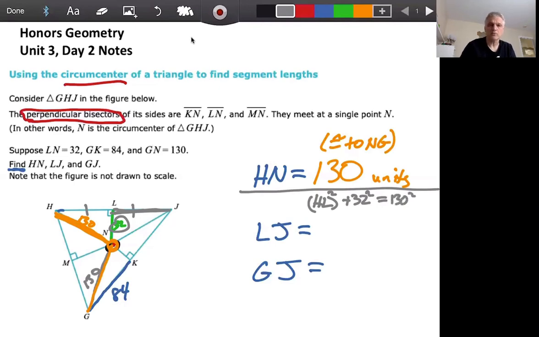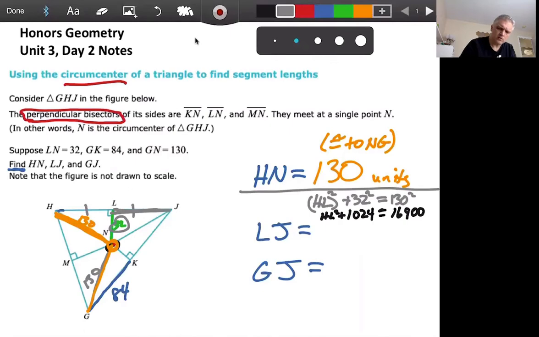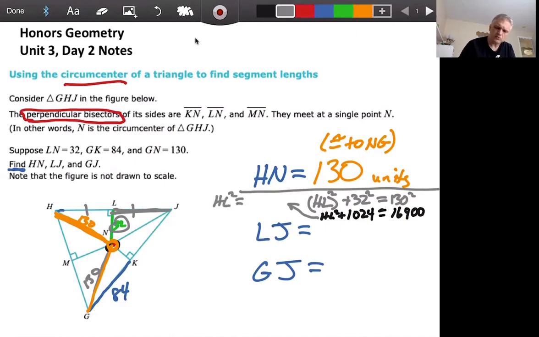Now we just have to do a little bit of arithmetic, not a big deal. 32 squared, 32 times 32 is 1024. 130 squared, 130 times 130 is 169, then 2 zeros, so 16,900. If you want to write it all out, HL squared plus 1024 equals 16,900. We subtract 1024 from both sides of the equation. So then we have HL squared is equal to, let's subtract 1,024 from that.